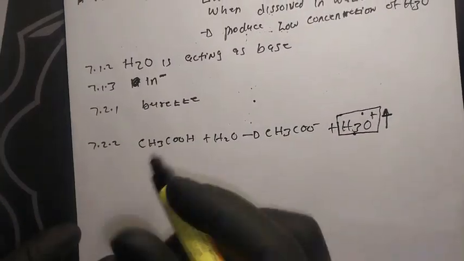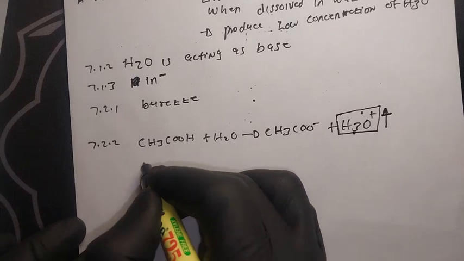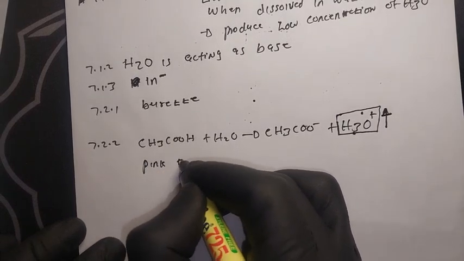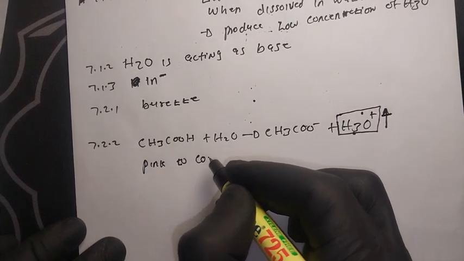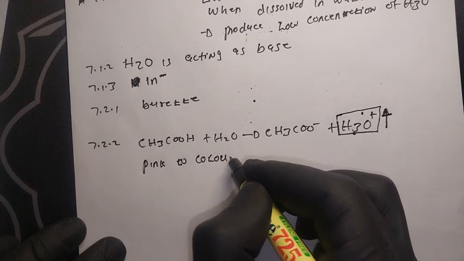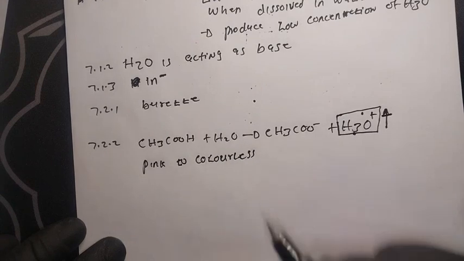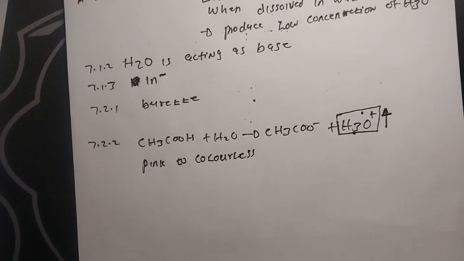So the possible answer here is pink to colorless. Which means 7.2.2: pink to colorless. Okay, I hope it's actually clear.